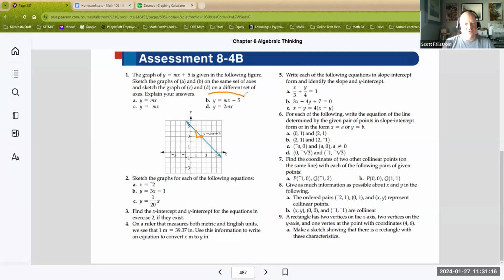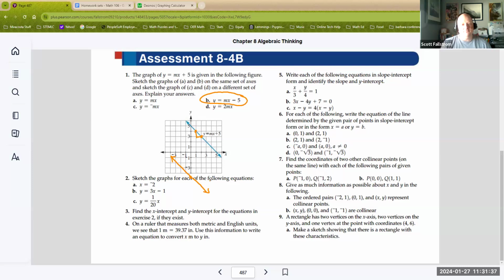So if I was going to do y equals mx minus 5, all I would do is come to minus 1, minus 2, minus 3, minus 4. I would need a minus 5 as my actual intercept. And then I'd use the same slope. So I'd want my line to be parallel. So there would be my new line right here.